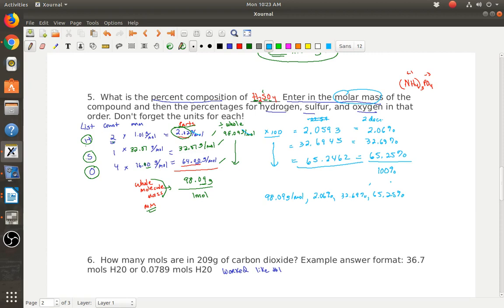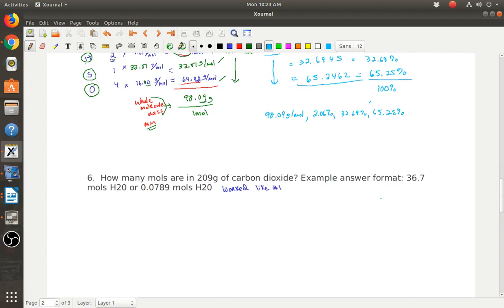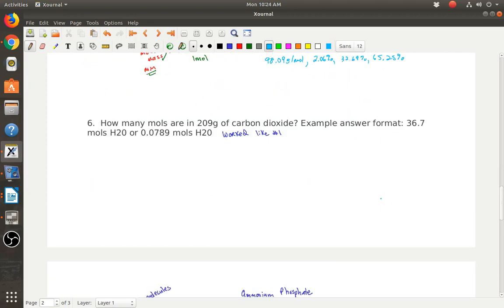All right, now number 6 is worked similarly to number 1. So I would like you to do this one and enter it in. You do this. Okay, it's following it the same way that I did the first one. You might need to write it down carefully, but just think about it.